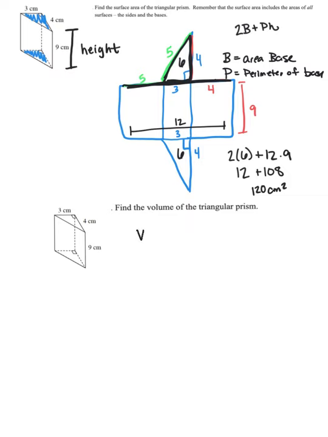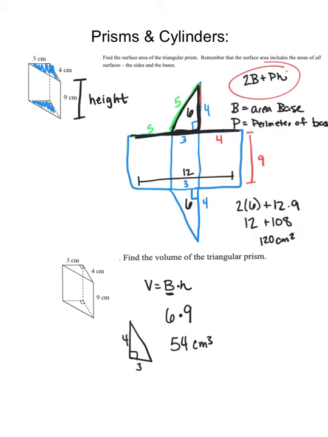My volume formula is going to be the area of one layer, or the area of the base, times how tall my solid is. Now remember, this capital B stands for the area of the base, not just the length of the base. So I know that the area of that triangle, that 3 by 4 triangle, was 6, and then I'm going to multiply that by the height, which is 9, giving me a volume of 54 cubic centimeters. The same formula that worked for rectangular prisms still works for triangular prisms.